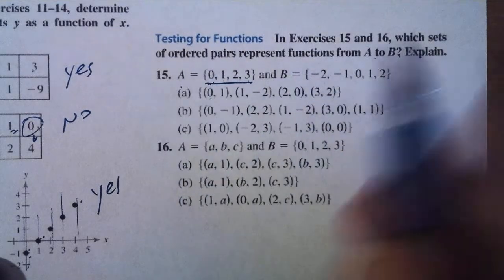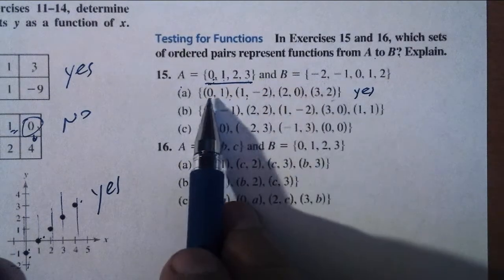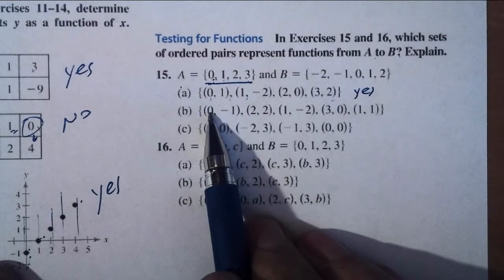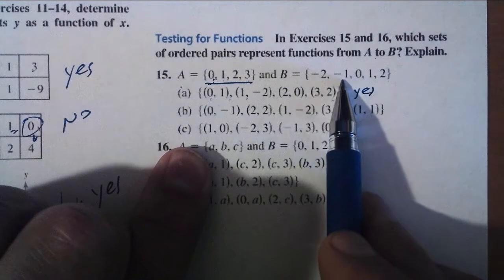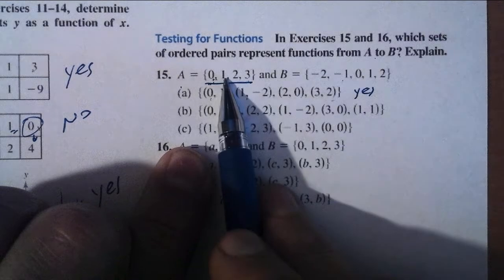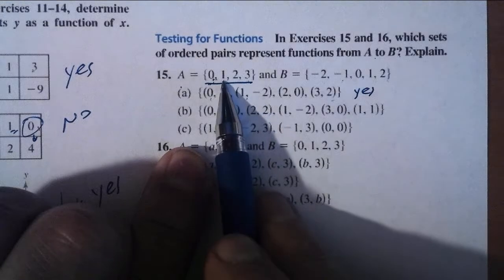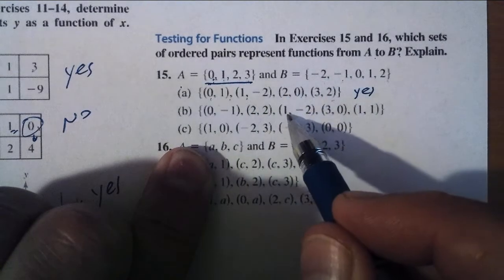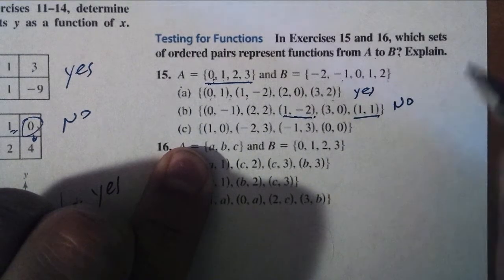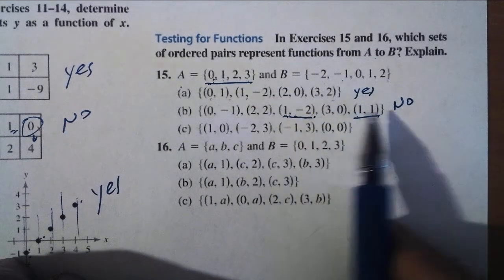So is this a function? Yes, because each element in the domain, 0, 1, 2, and 3, is assigned an element in the range. B: 0s can produce -1s, 2s can produce 2s, that's okay. 1s, we're allowed to make -2s. 3s, we're allowed to make 0s. 1s, we're allowed to make 1s. However, we've already told our 1s to become -2. Nope, not a function, because one of the elements in the domain is assigned to 2 values in the range.